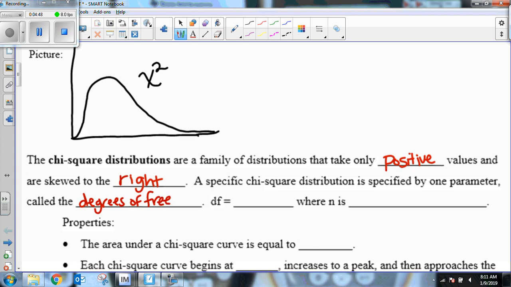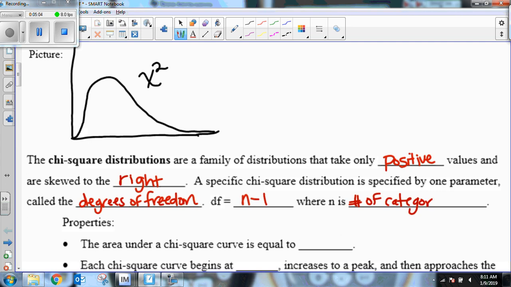You guys are familiar with the degrees of freedom, and we're also going to deal with those with chi squared. Degrees of freedom is equal to n minus 1 like you're used to, except n is no longer our sample size here. N is going to be the number of categories.